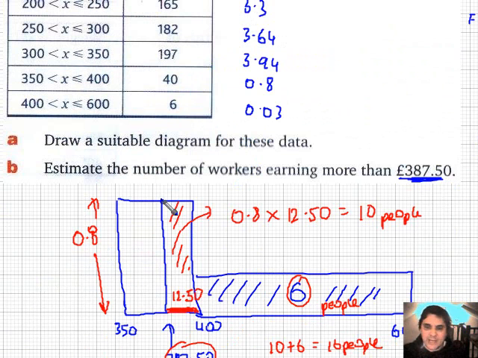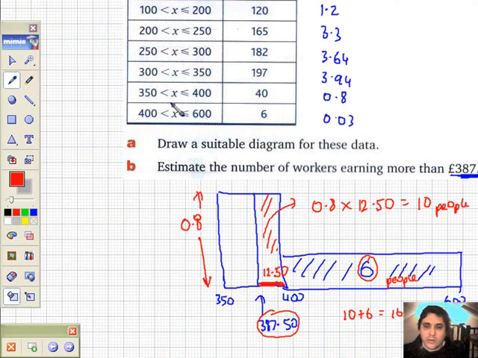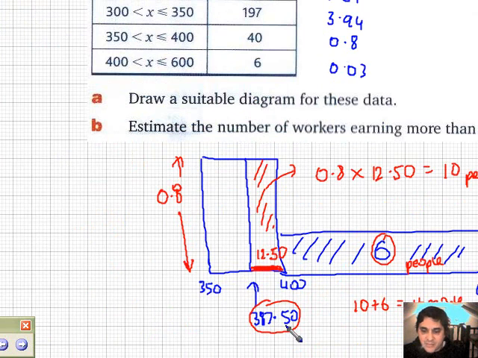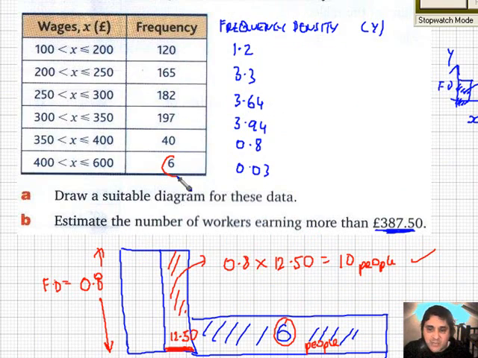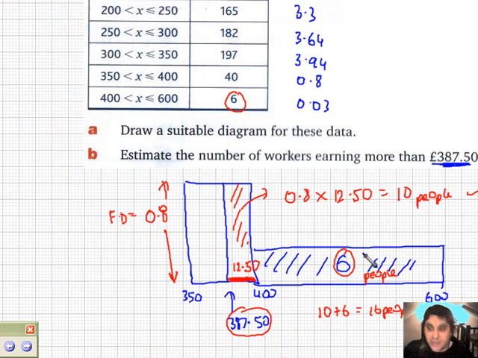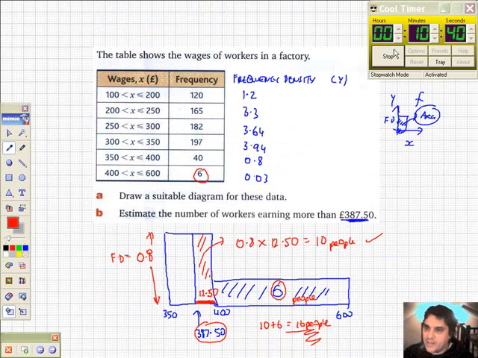So just to reiterate then. Take a chunk of the bar, the relevant part that's above £387.50. That leaves us a bar width of 12.50 multiplied by the frequency density. Let me just label that frequency density. This little part here. That part is the frequency density times 12.50, which gives us 10 people. We already have 6 people in this last group here. So 6 plus the 10, 16 people earn above £387.50. And now I'm going to stop.